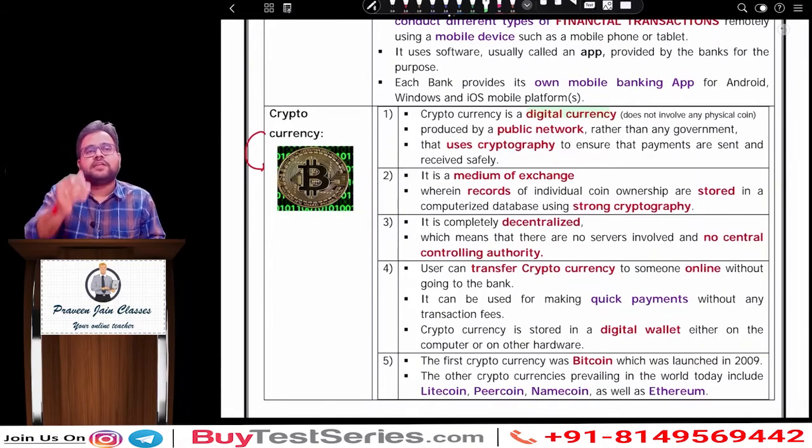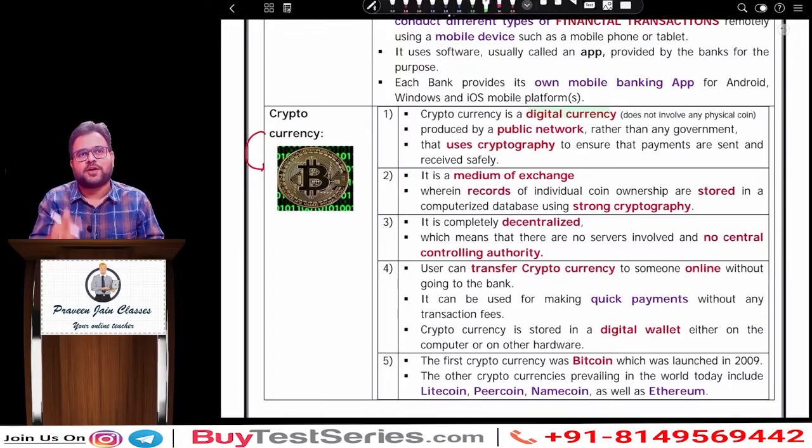For example, as a student you are enrolling for my course, and imagine a student says, sir, instead of paying you the fees I want to give you 1 Bitcoin. Because I have a little bit of knowledge about Bitcoin, I will be very happy to accept it. Even 1 Bitcoin is around 45 lakh rupees today, so can I say it is zabardast?